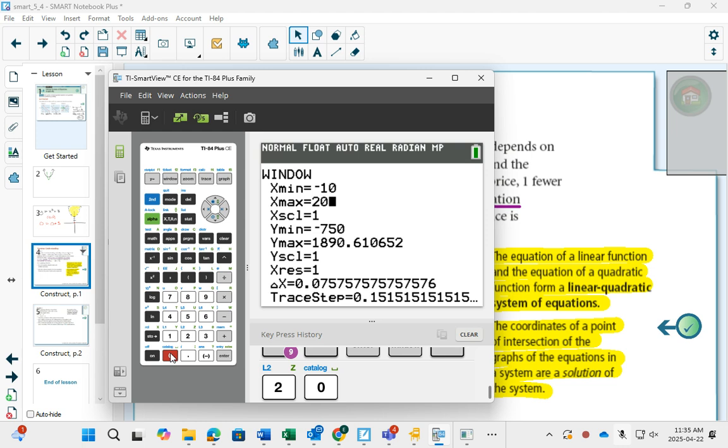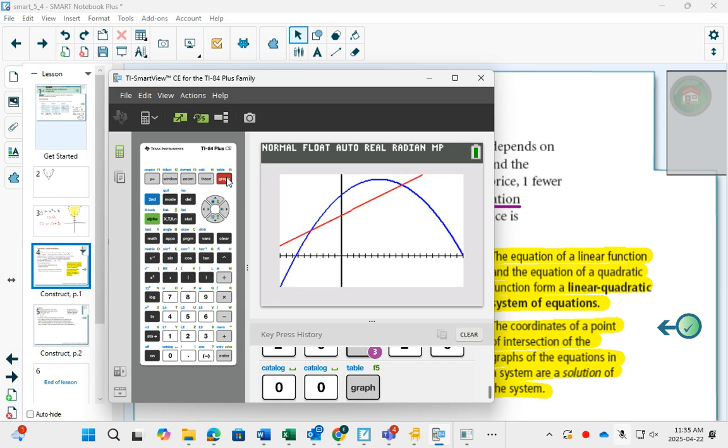How about 20? I don't know, I'm just trying things here. 20 might be nice. And I wasn't happy with how close it was at the top. 2,000 seems like just a little bit more. Oh, yeah, that makes me feel good. You can see the whole parabola there nicely. I can see the line.